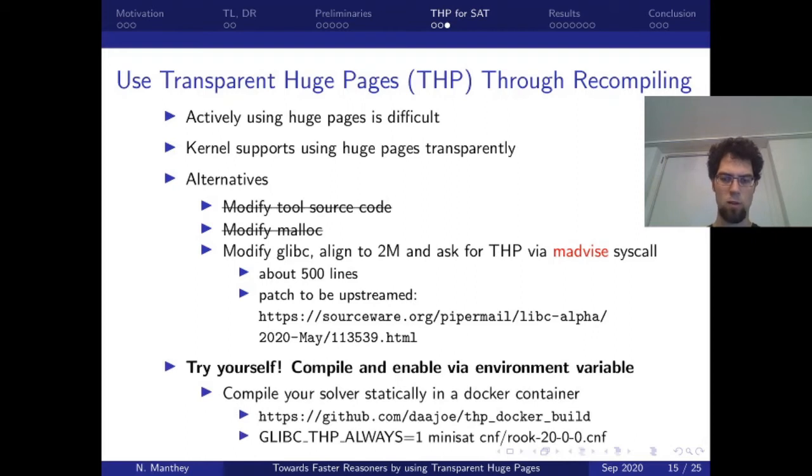You could try it yourself, as explained earlier, basically by recompiling your tool in a special environment with a modified glibc, and then you can enable the change with an environment variable. We already provide a few compilation instructions and also the way to run the tool.